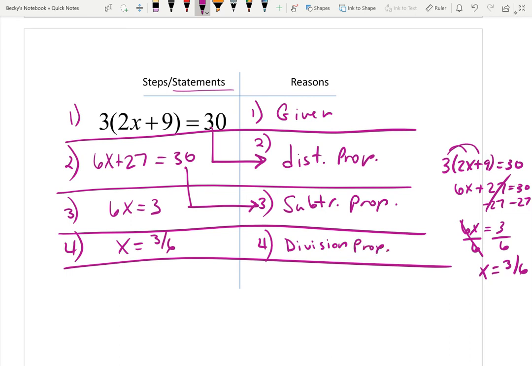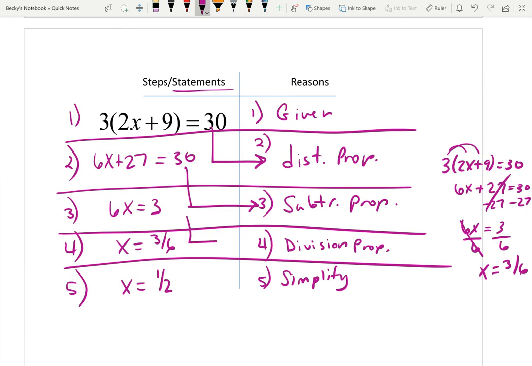Now, technically, remember, whenever you do something like this, that's not a property, but we have a word that we can use. We can say simplification, or just simplify. And this is your final answer. Now, you don't have to circle it, though. All right, so this is a completed algebraic proof.